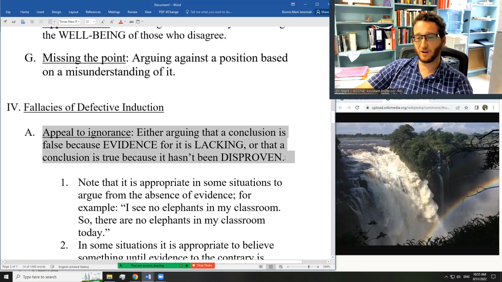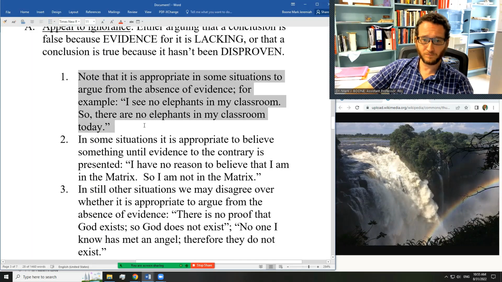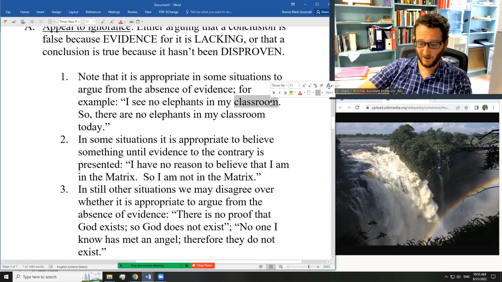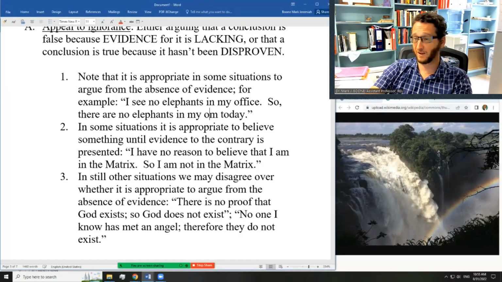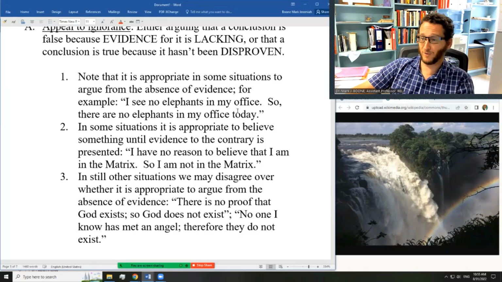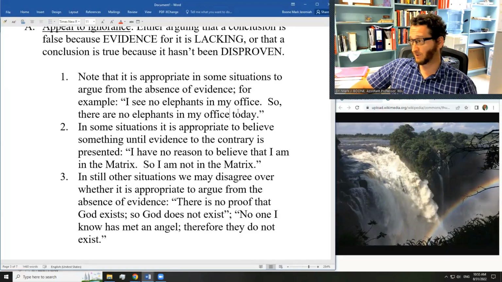Appeal to ignorance is arguing that a conclusion is false because there's no good evidence for it, or that a conclusion is true because it has not been disproven. Now, we'll probably talk about this in another video, but it's okay in some situations to argue from the absence of evidence. I see no elephants in my office. So there are no elephants in my office today. There's no evidence for elephants, therefore there aren't any elephants. That's a great argument.